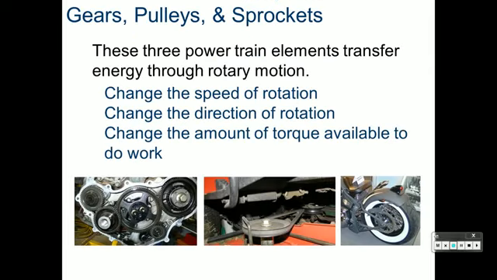Gear systems change the speed of rotation, they change the direction of rotation, and they change the amount of torque available to do work. Torque is a twisting force.